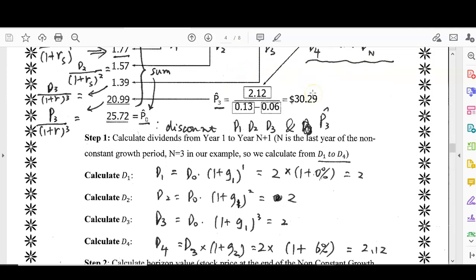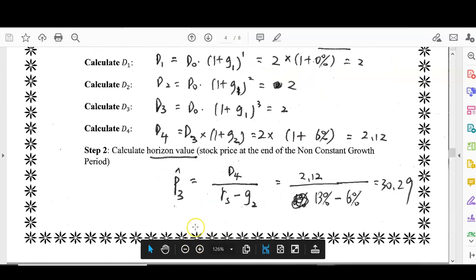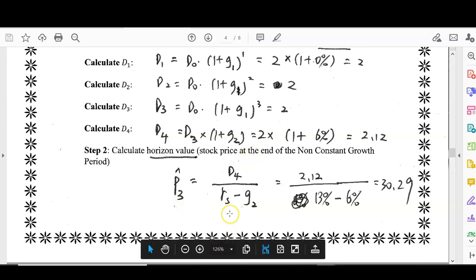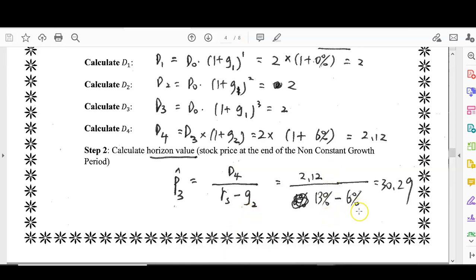For D4, it is D3 multiplied by 1 plus G2, so $2 multiplied by 1 plus 6%, we have 2.12 as D4. And for step 2, we calculate P3. It should be D4 over RS minus G2. So we use 2.12 divided by 13% minus 6%. We have 30.29.